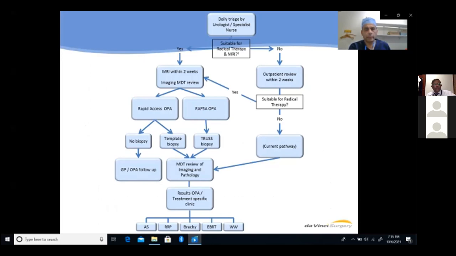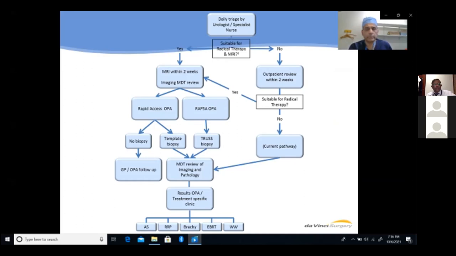And this is the flow chart which we follow in our hospital. So when the patients are referred with a raised PSA, they're offered age-specific PSA. We exclude UTI, and then they're offered an MRI scan, and if there's an abnormality, they are offered biopsy. Previously, we used to do transrectal biopsies, but not anymore. Everybody gets transperineal biopsies, as it's safer, has a higher diagnostic yield, and less risk of infection compared with transrectal biopsies.